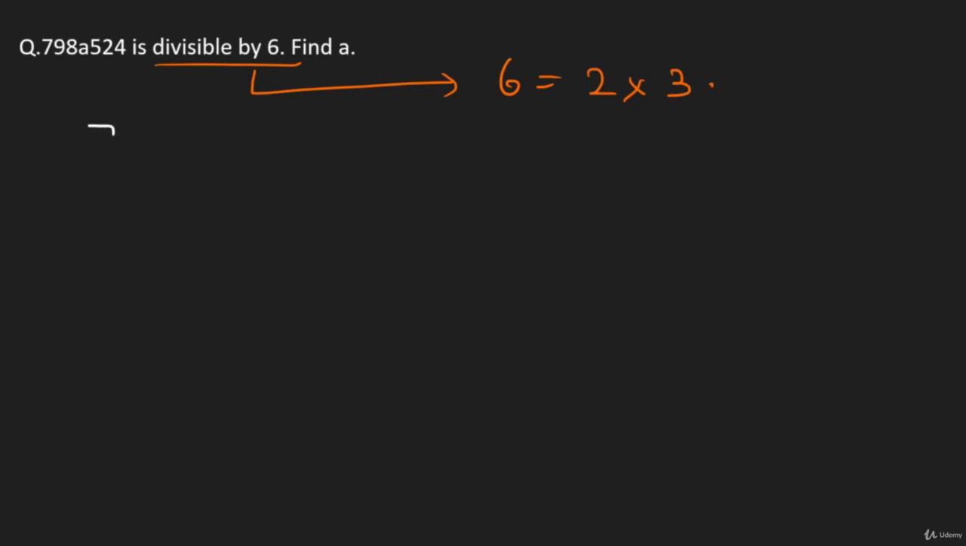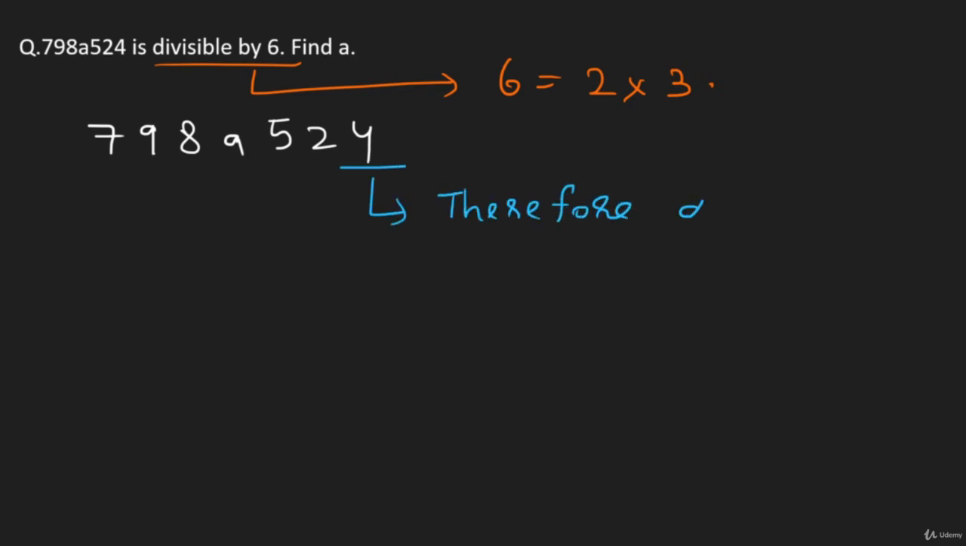Now the given number 798A524 is divisible by 2, right? Because the unit digit over here is 4. Therefore, it's divisible by 2, because this digit is divisible by 2. Alright, so we only have to check for divisibility of 3.